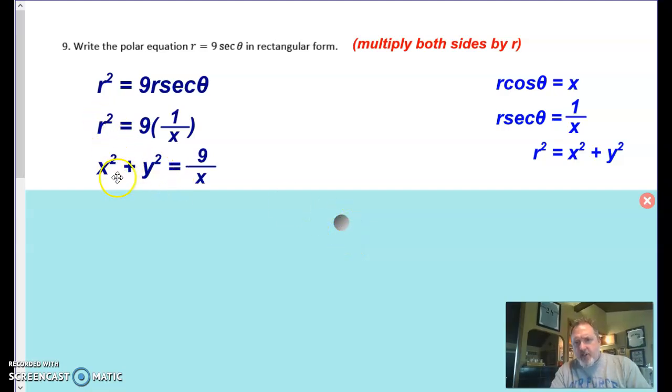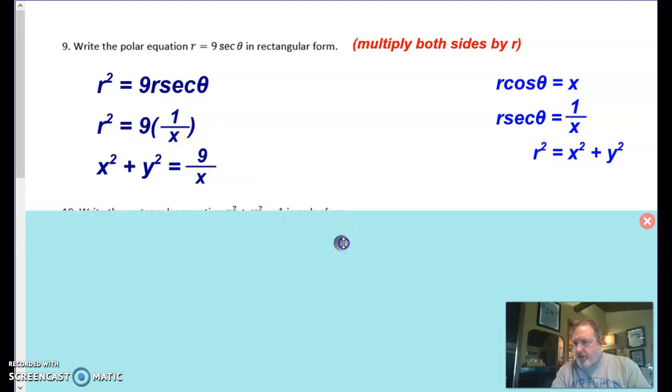So we just change r squared to x squared plus y squared. And this one here is 9 over x. And that's it. We're done. Don't have to solve for y. Don't have to solve for x. So again, we start here, multiply both sides by r. Then r squared is x squared plus y squared. If this was cosine theta, r cosine theta would be x, since it's r secant theta, 1 over x.